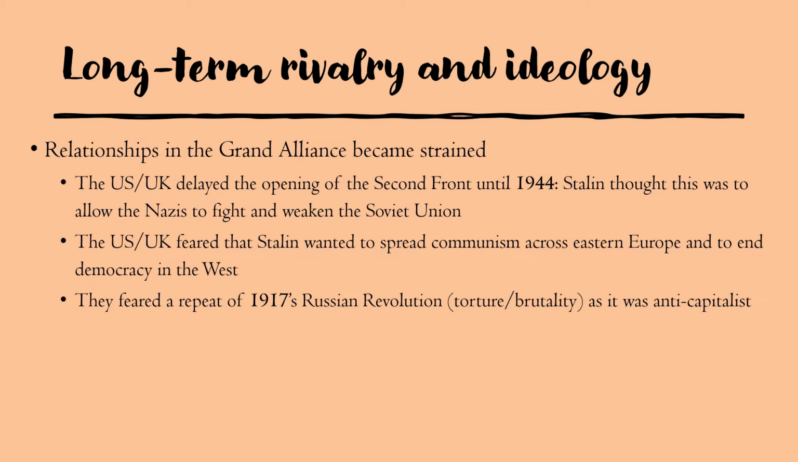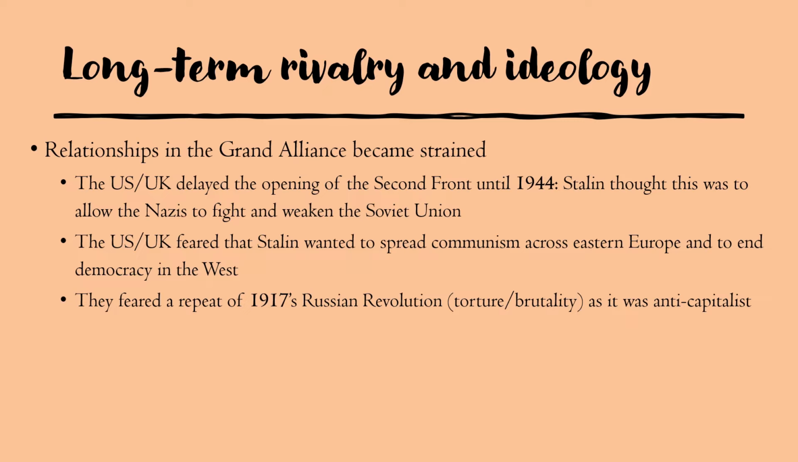So one effect of this was that the relationships in the Grand Alliance became strained. So the US and the UK delayed opening the second front in the Second World War, so that was the front from the west attacking Germany. They delayed that until 1944. Stalin thought that they were allowing the Nazis to continue fighting the Soviets in order to weaken the Soviet Union, and so then obviously it'd be easier for the US and the UK to destroy the Soviets afterwards. So he was scared that they were trying to weaken him.